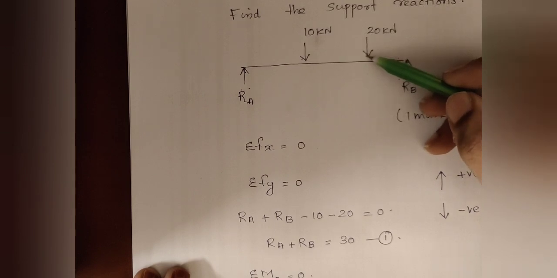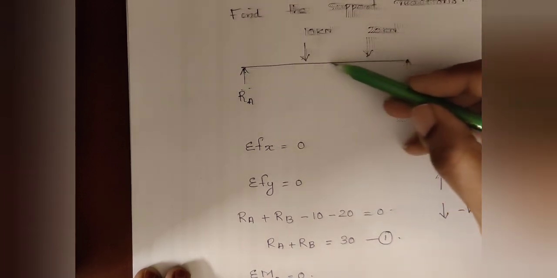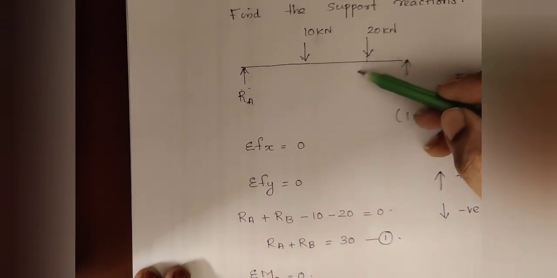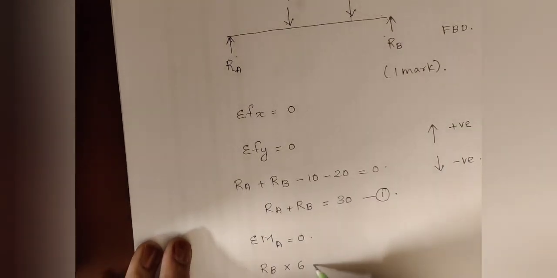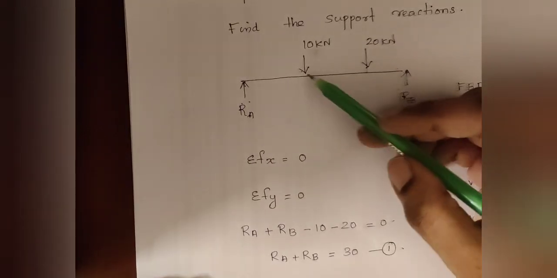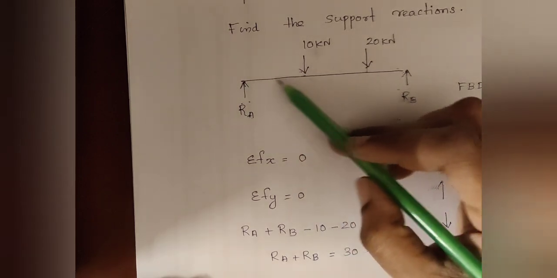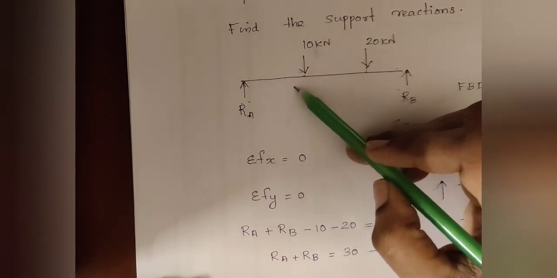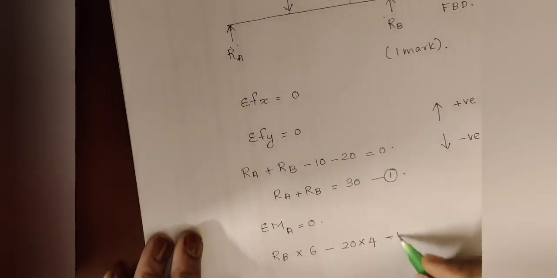Then next force is 20. This is 20 into perpendicular distance to A, that is this length, 4 meter. So 20 into this length, that is a clockwise moment, that is negative, minus 20 into 4. Next force is 10. 10 into perpendicular distance to A, that is this length. So 10 into 2, that is also clockwise moment. So minus 10 into 2 is equal to 0.